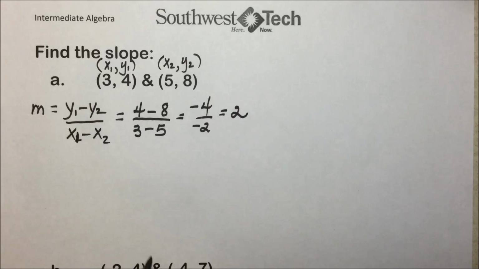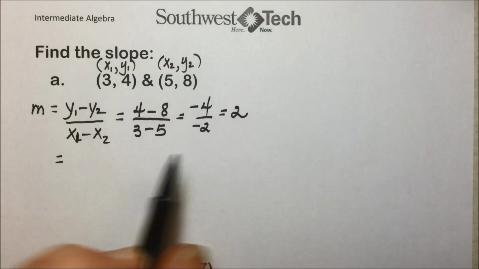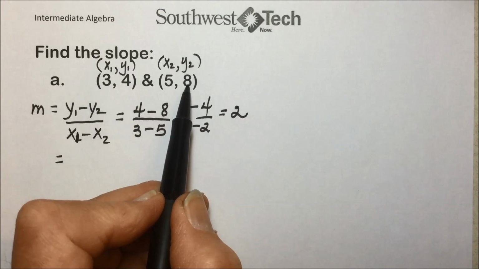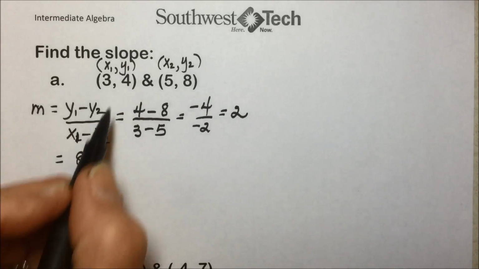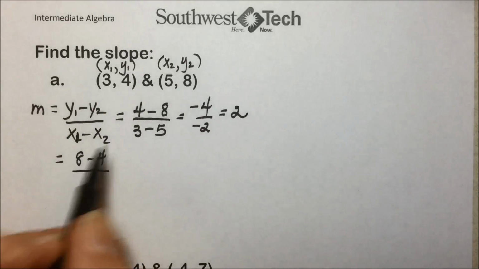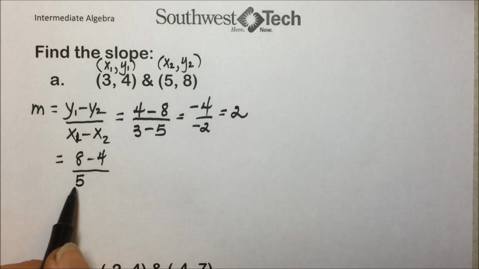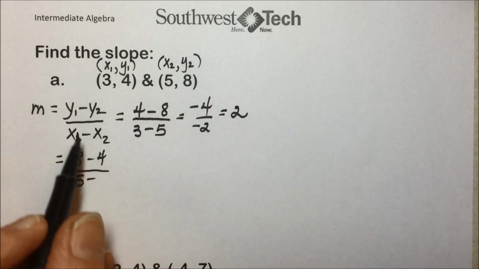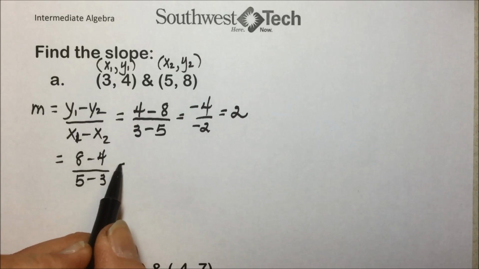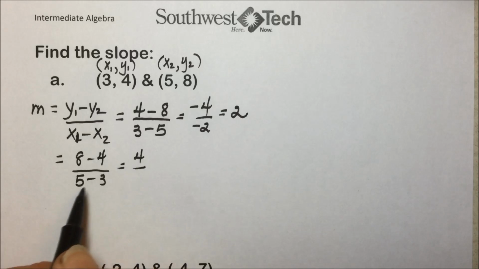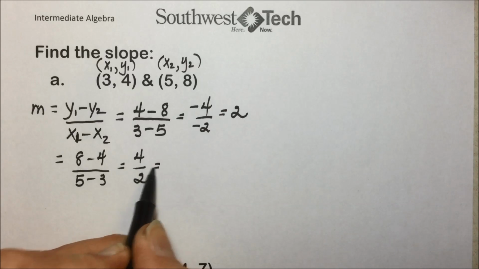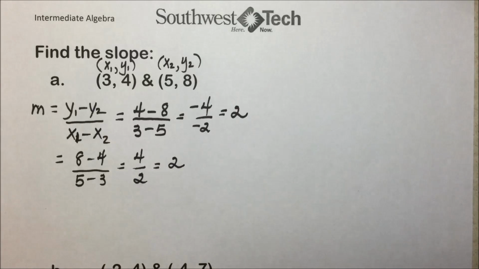Just to show the order doesn't make any difference, we could have just as well started here with the y, 8, minus this y. And since we started with this y, we need to start with this x for our change in our x values, minus the other x. 8 minus 4 is 4. 5 minus 3 is 2. 4 divided by 2 is 2. So the description of the line containing these 2 points has a slope or a steepness of a positive 2.